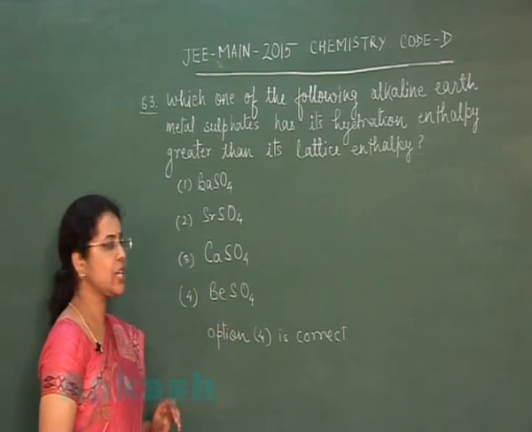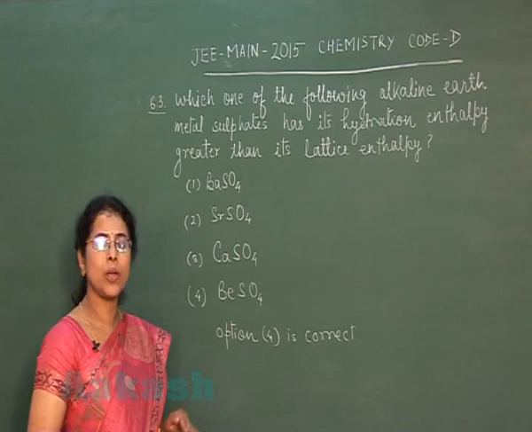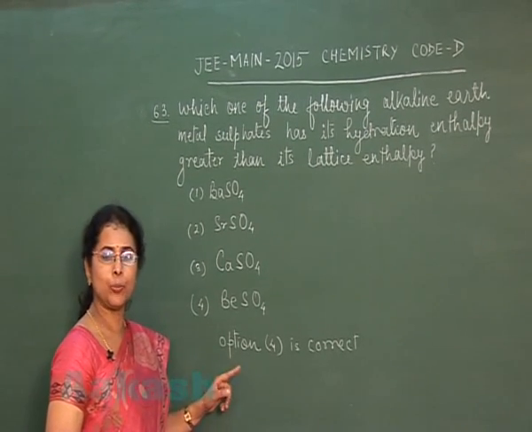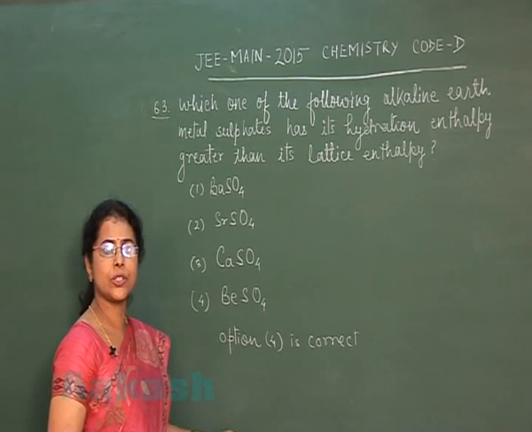And this is the reason beryllium sulfate is soluble in water. Later on down the group, solubility of group 2 sulfates decreases down the group.